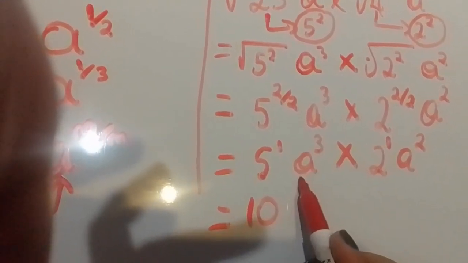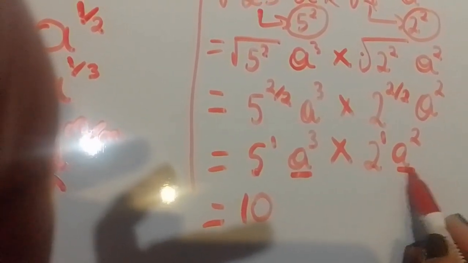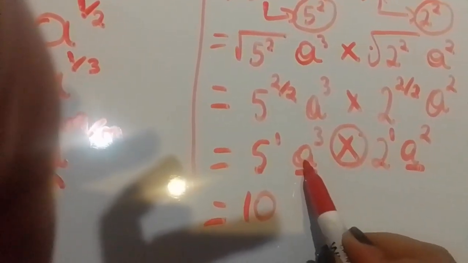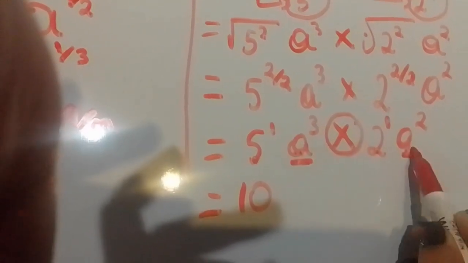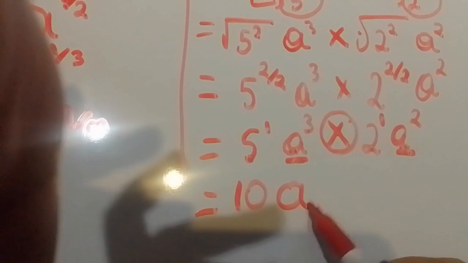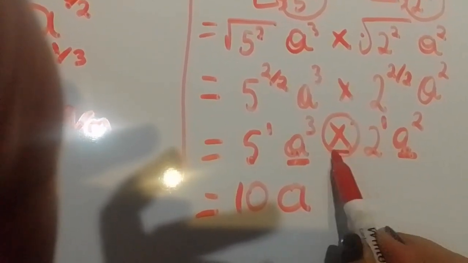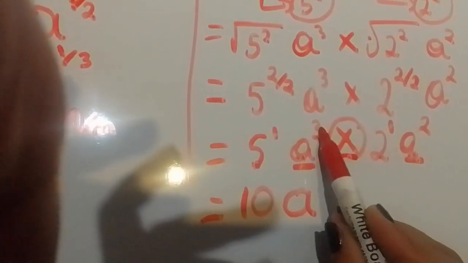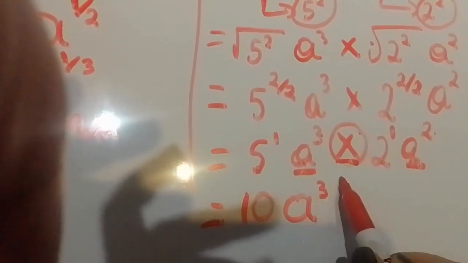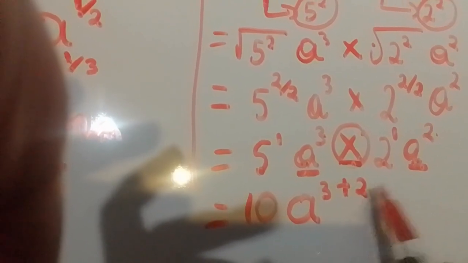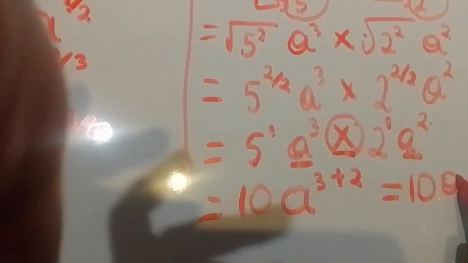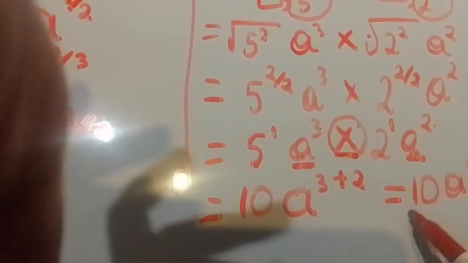And then again, we recognize that first law of exponents. We have a multiplication in between our terms, and the bases are the same. So that means we're going to have base a. And then what do we do with the exponents if it's a multiplication in between? We add the exponents. So it's going to be to the power of 3 plus 2. And this will be equal to 10a to the power of 5.